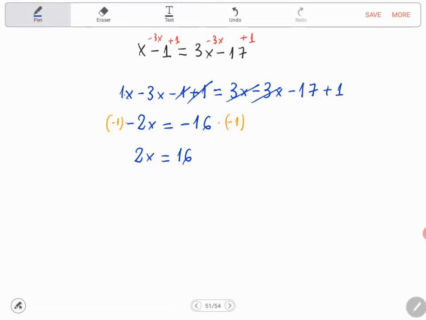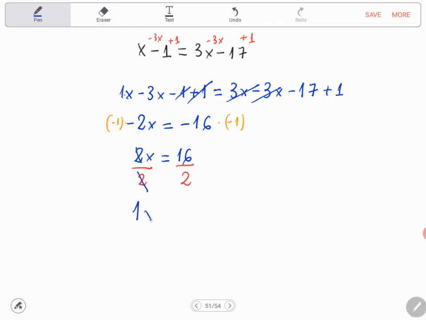2x equals 16. Then we will divide both sides by 2. Why divide by 2? Because here we have 2 multiplied by x, 2x, and to eliminate this number 2, we need to divide by the same number, in this case 2. 2 divided by 2 is 1, then we can cancel this number.